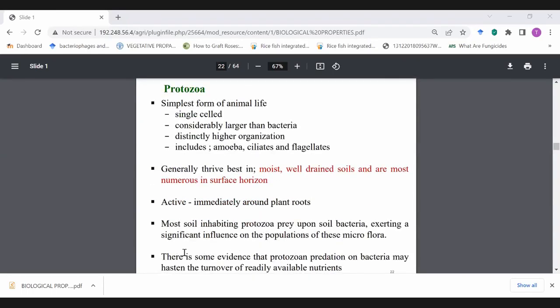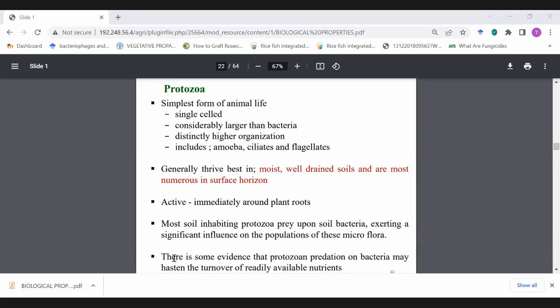Next one is the Protozoa. They are the simplest form of animal life. So under the animal kingdom, Protista is the simplest form. They are single-celled, but they are larger than the bacteria, and distinctly higher in organization. They include amoeba, which are the pseudopods, and ciliates and flagellates.